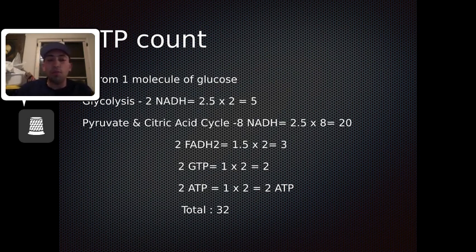From each time that we are in the citric acid cycle, we get 1 GTP, but since it's happening twice, we get 2. And then we also have 2 ATP that we gain from each citric acid cycle, so that gives us 2. So that gives us a grand total of 32 ATP when we're working aerobically through glycolysis.